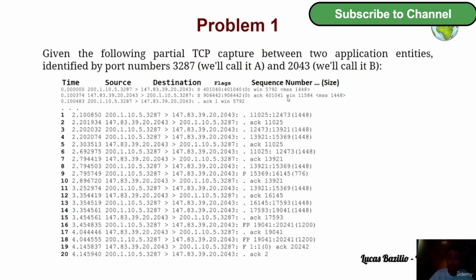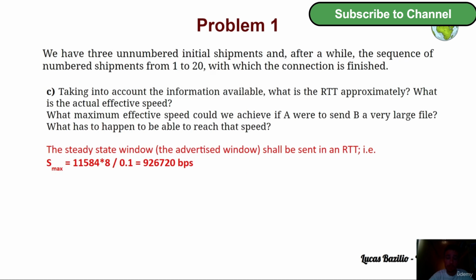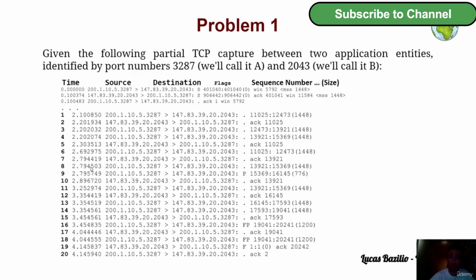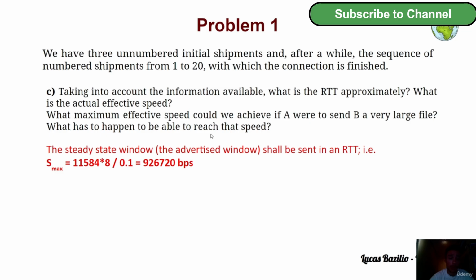Remember that we can get the value of the advertised window here, this win. Just after the win in the TCP dump, this value is the size of the advertised window in bytes. So we need to send the steady state window, which is the same as the advertised window, in one round trip time. We already know its value from the TCP dump frame: 11,584. This is the advertised window.